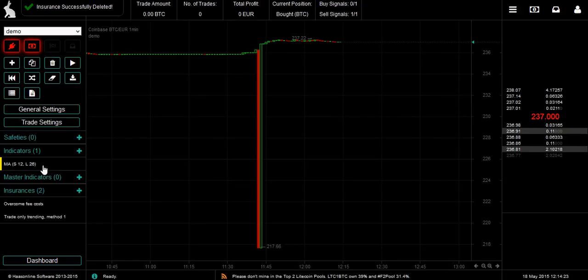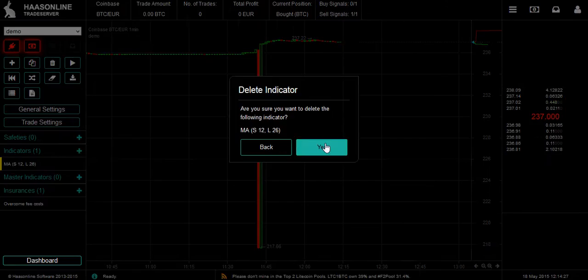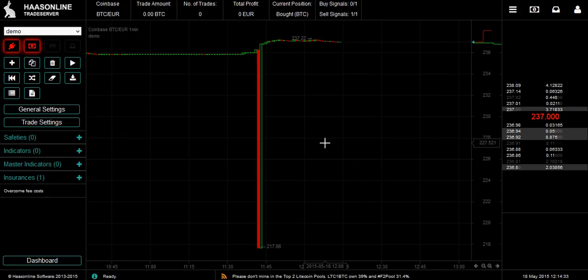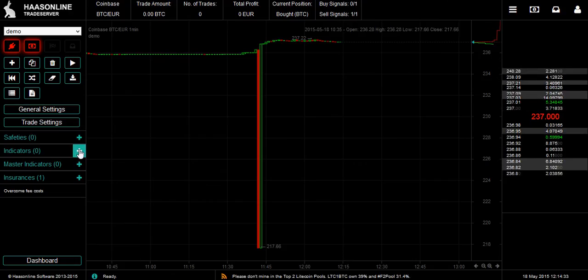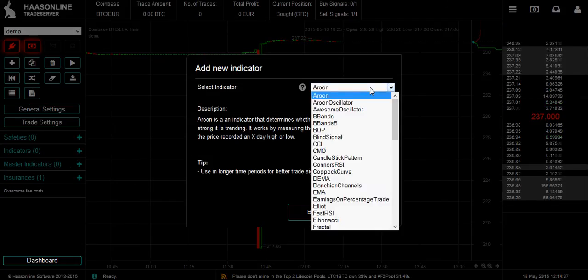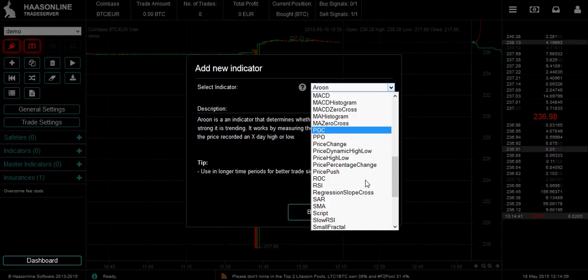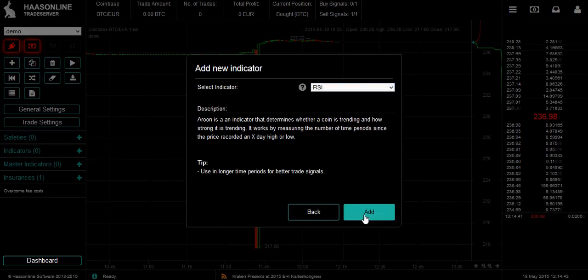Okay, let's say we don't think that this is a trending market. We think this is a sideways market. We want to make a different trade bot that's going to run at the same time but in a different bot, and we want to use one for a sideways market. Well, probably for a sideways market, we want to use an oscillator.